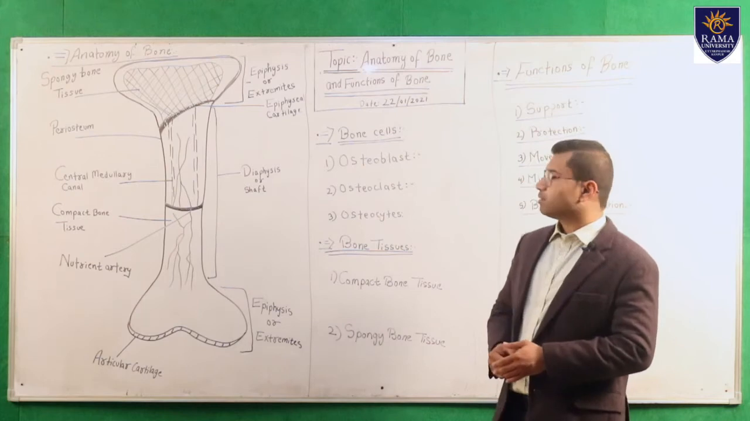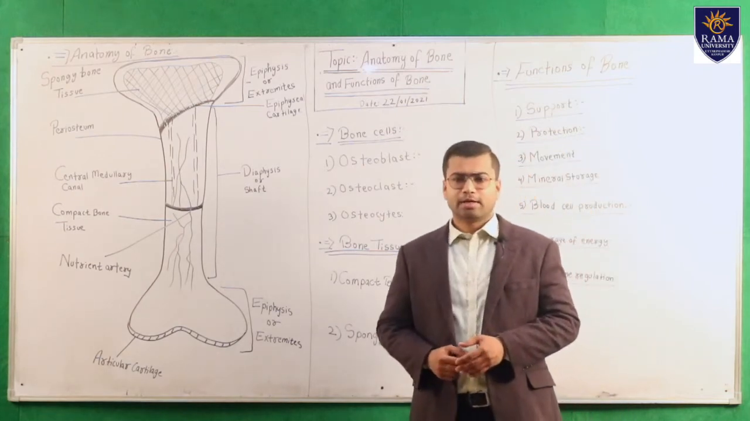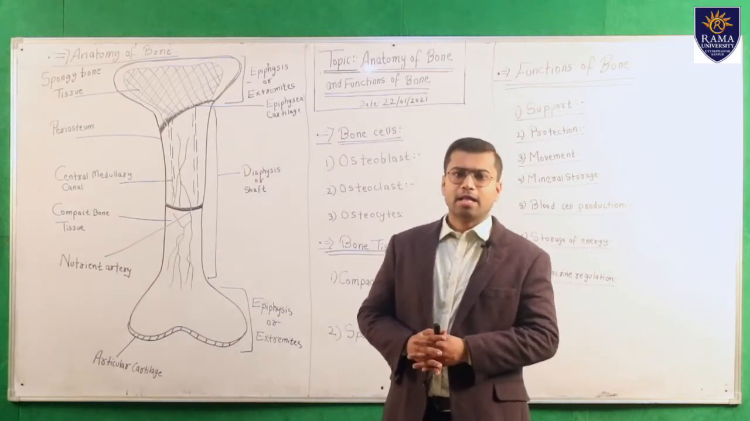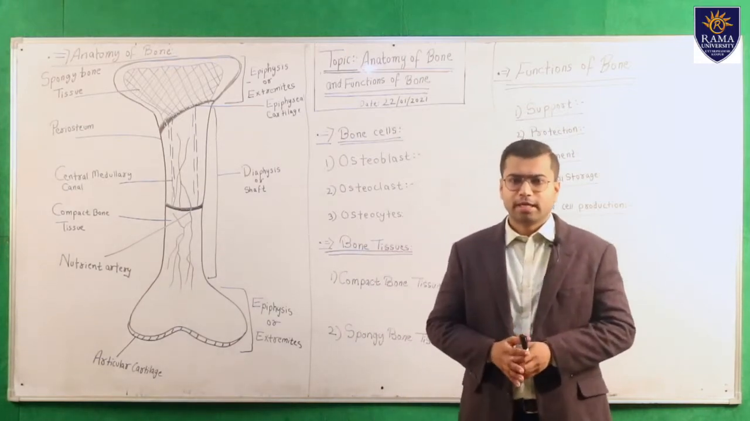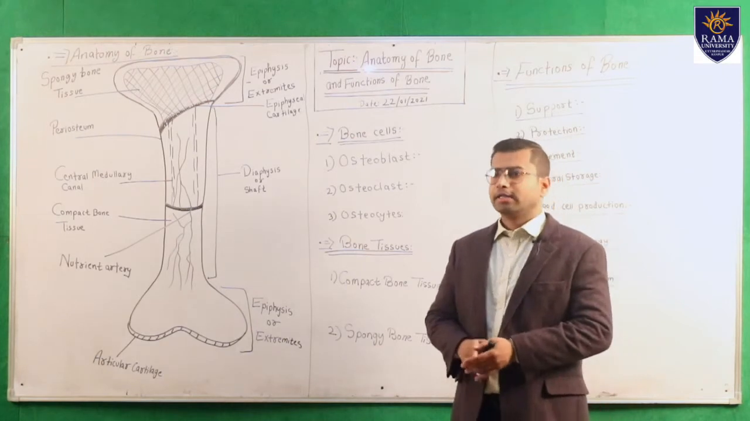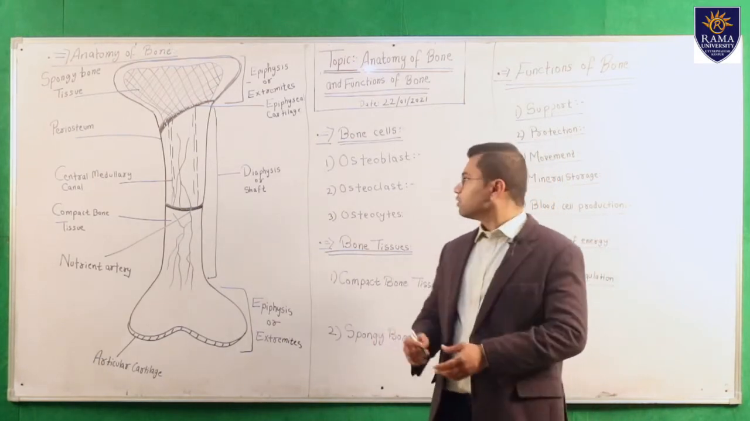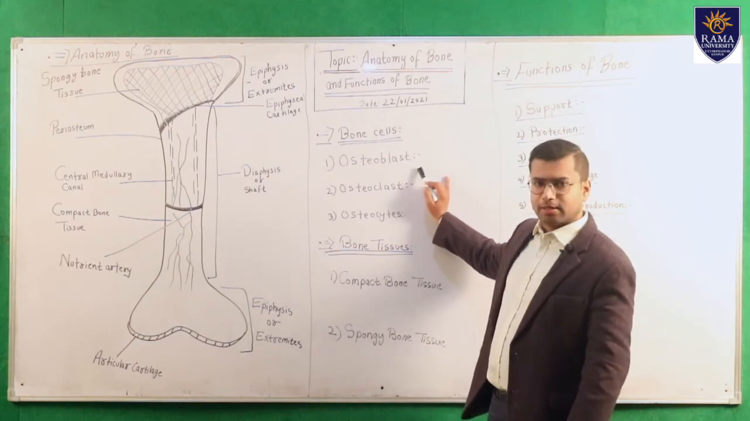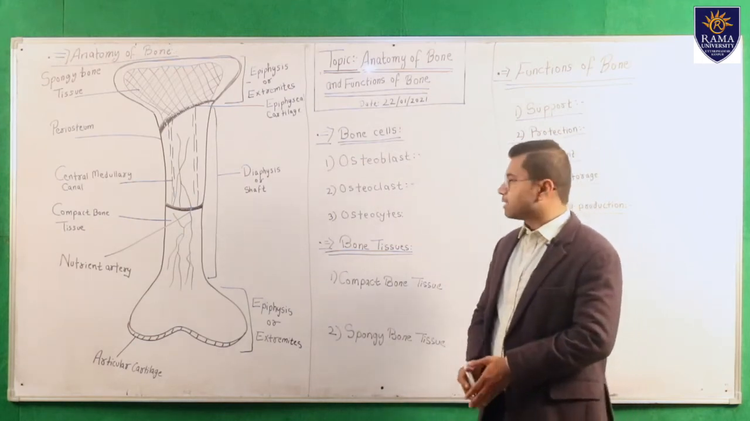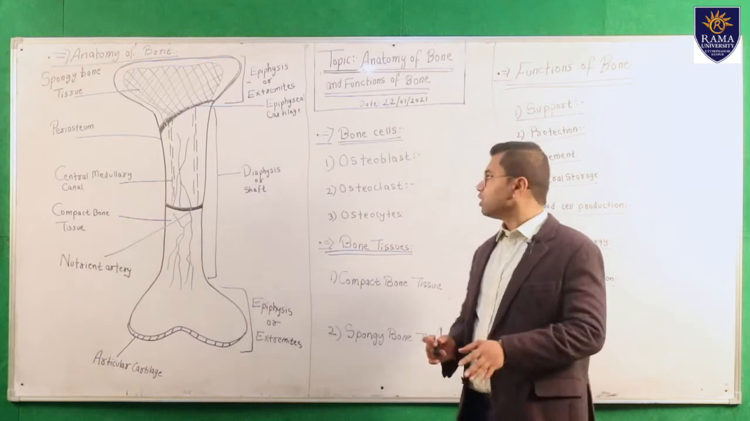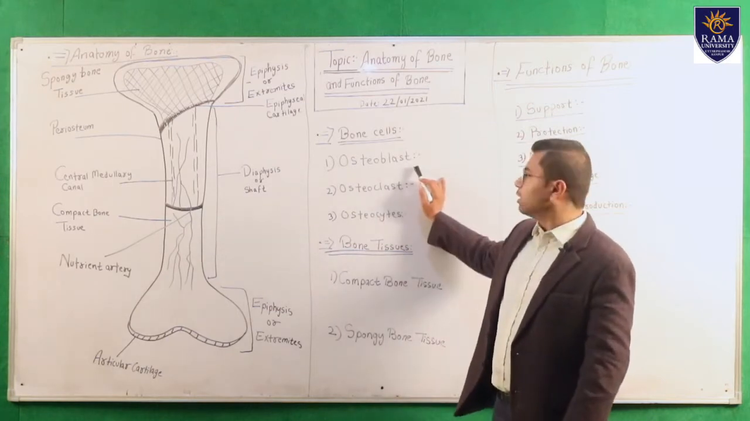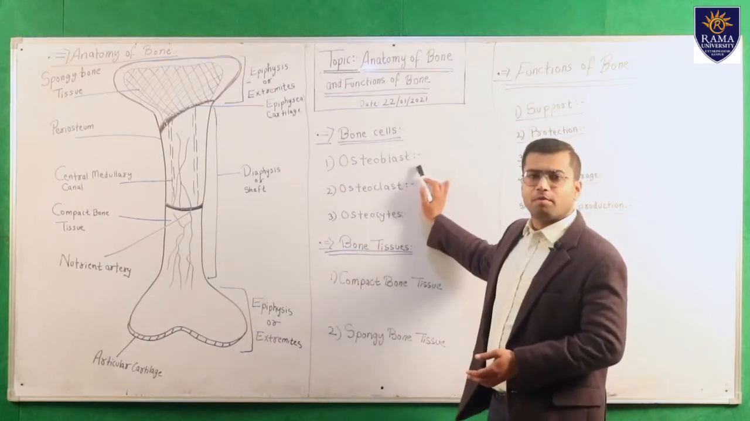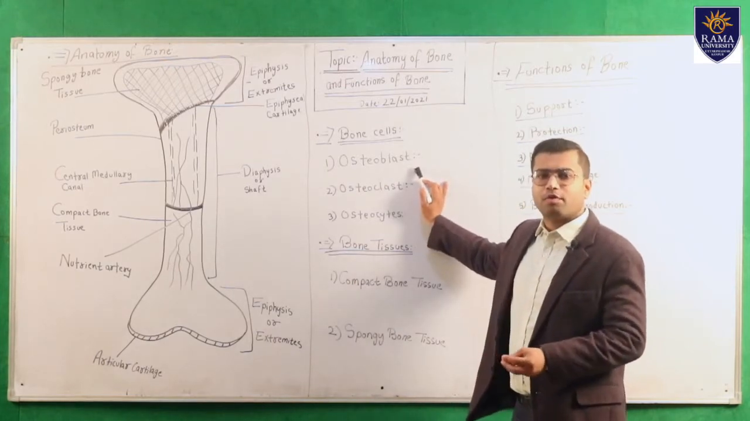Then we will see about bone cells. What are bone cells? There are certain types of cells which help in the formation of bone, in the maintenance of bone, and in the dissolving of bone. In the bone cells, first come the osteoblast cells. What are osteoblast cells? The function of osteoblast cells is the formation of bone. This is also known as bone forming cells.